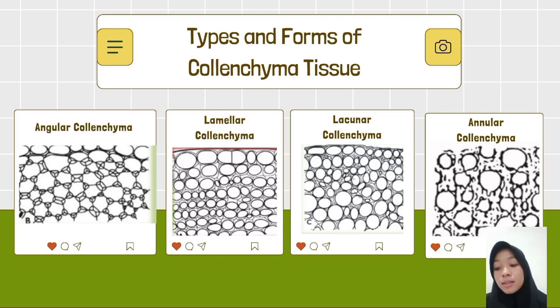Third, lacunar collenchyma. Thickening is concentrated around intercellular spaces, providing support while maintaining air space for gas exchange. Example: from the stem of aquatic plants. Fourth, annular collenchyma. Thickening occurs evenly around the cell wall, providing uniform strength to the plant structure.